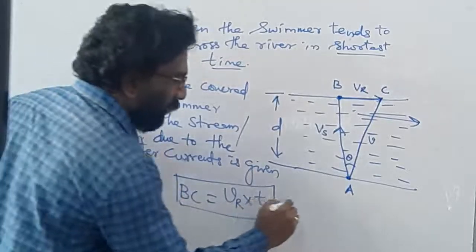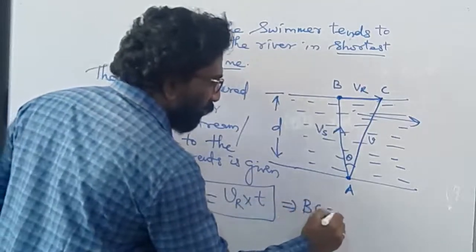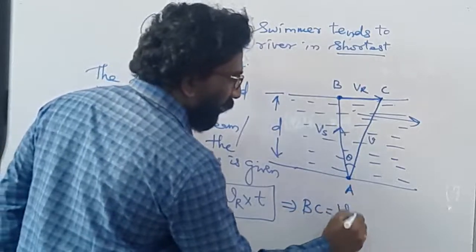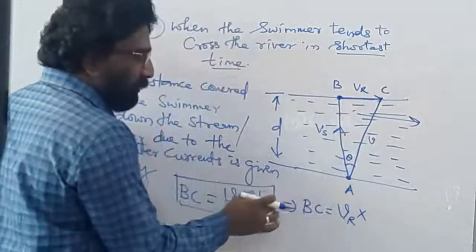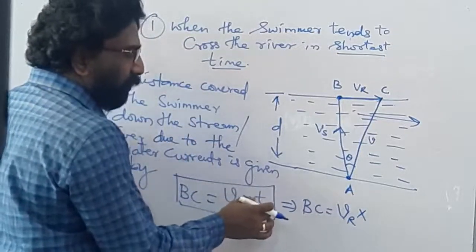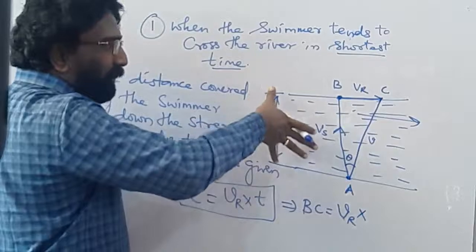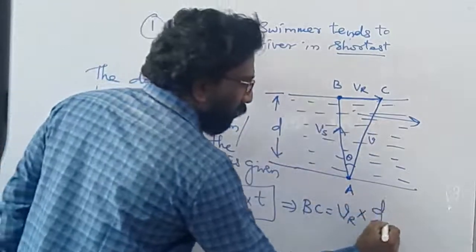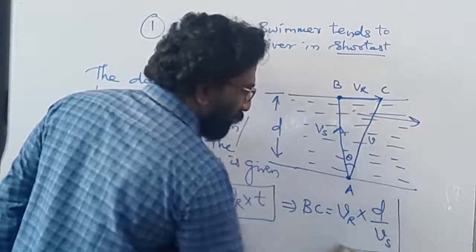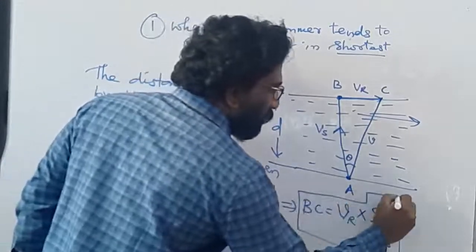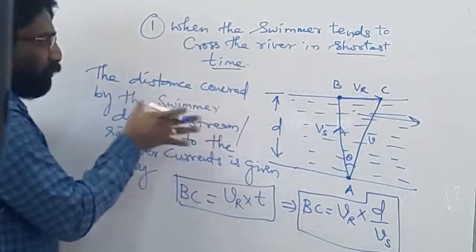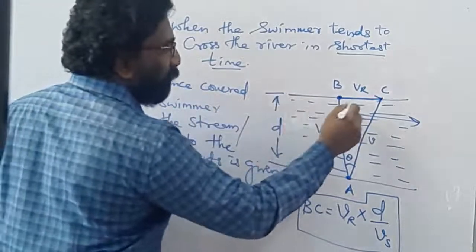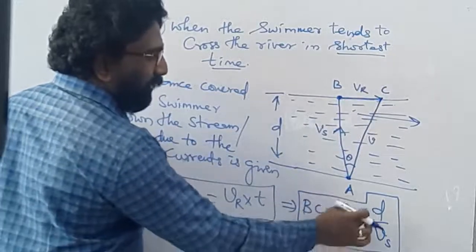So BC equals Vr into T. What is T? Just now we have calculated the formula: T is equal to the distance, or the width, divided by the velocity of the swimmer. So it is d over Vs. So now this becomes the distance traveled by the swimmer down the stream because of this water current. That is, BC is equal to Vr into d over Vs.